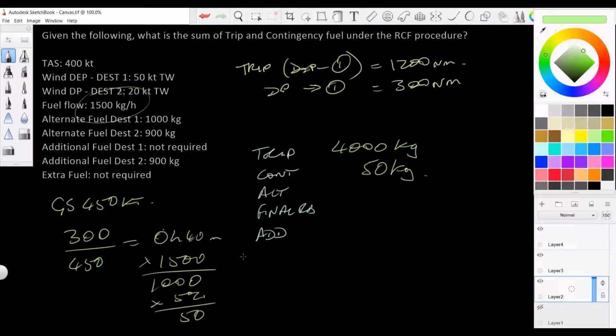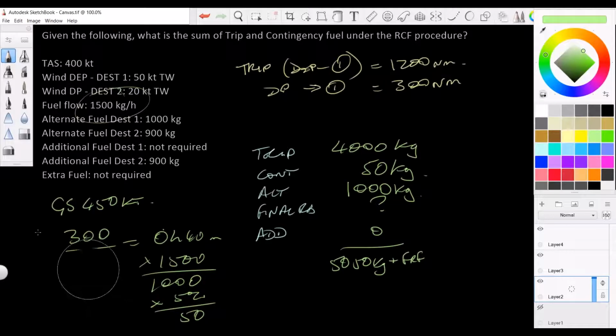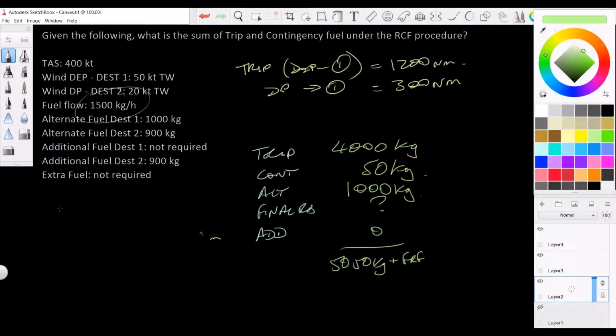And the alternate fuel is given. It's given as 1,000 kilograms for this. Final reserve isn't given. We don't know. And additional fuel, we know there's 0. So we know that the total fuel required is going to be 5,050 kilograms plus final reserve fuel, which we don't know. So that's the calculation for destination 1.